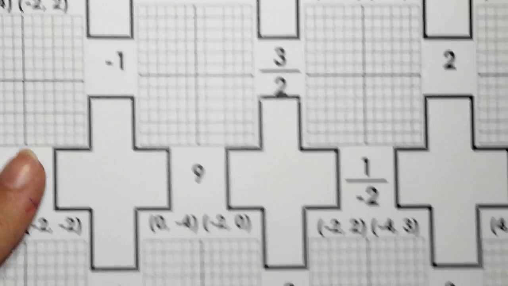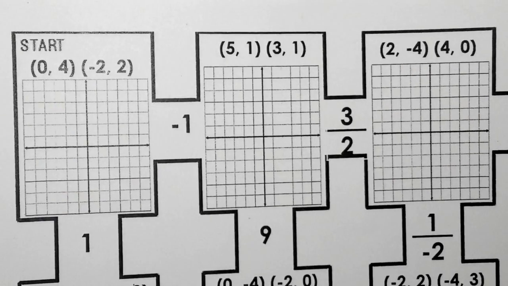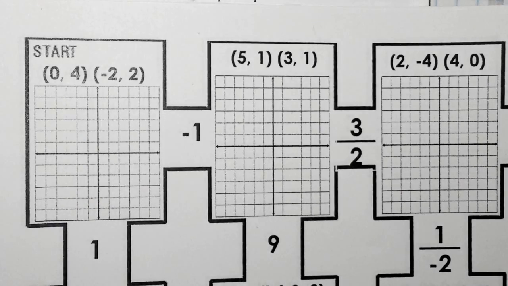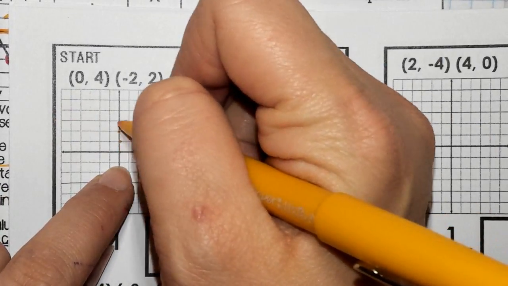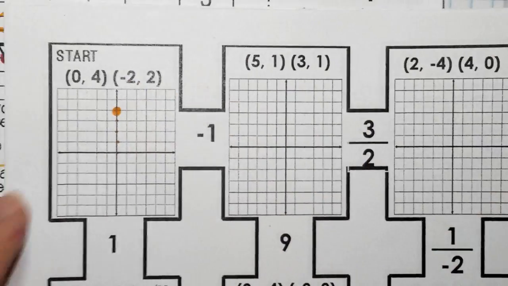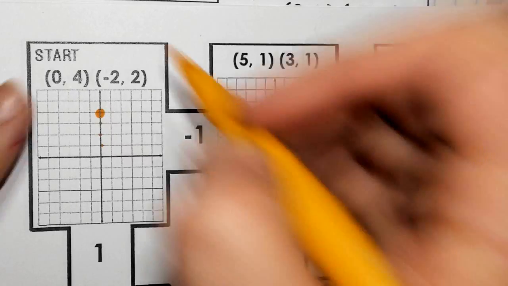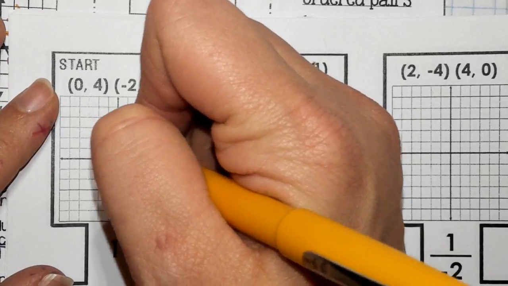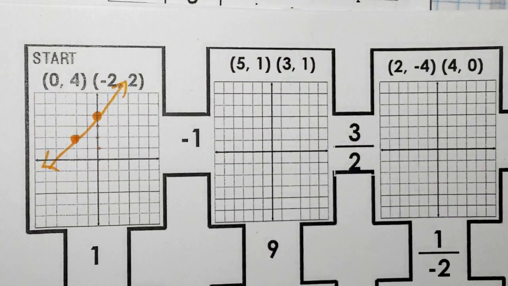So now, everybody has their maze. You have to find your way from the start to the finish where the star is. What we're going to do first is plot our points. 0, 4 is our first point. So we don't go left or right, and we go up 1, 2, 3, 4. Then our next point is negative 2, 2. How do we get to negative 2, 2? Left 2, up 2. Take a point, Adam.